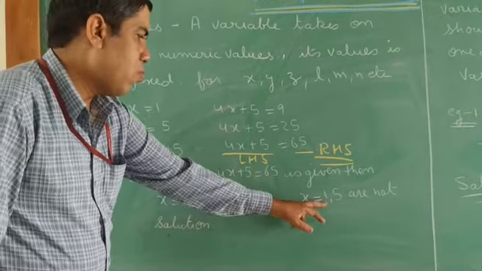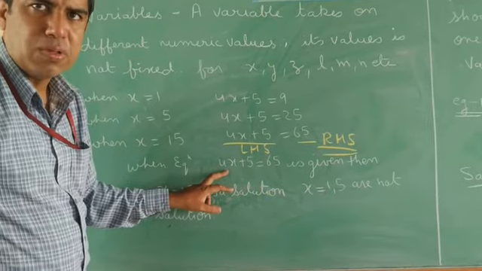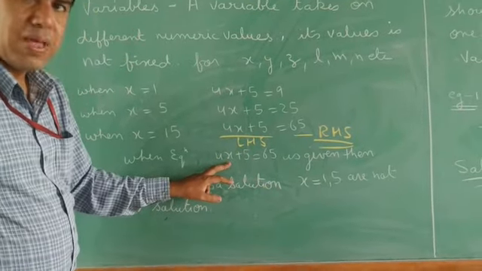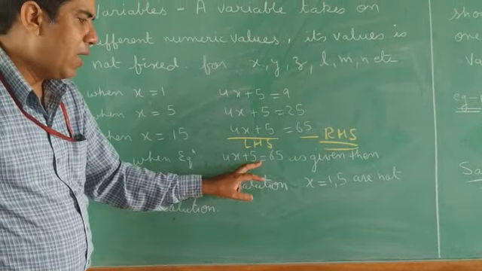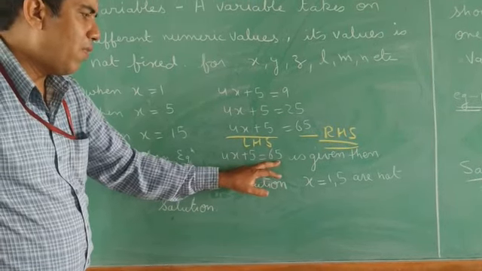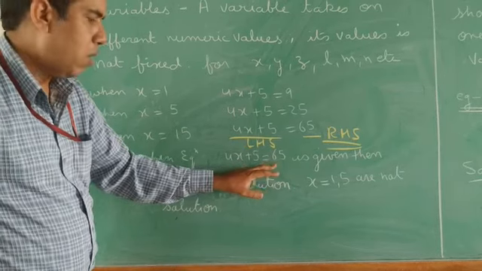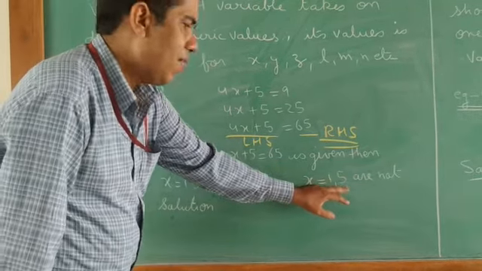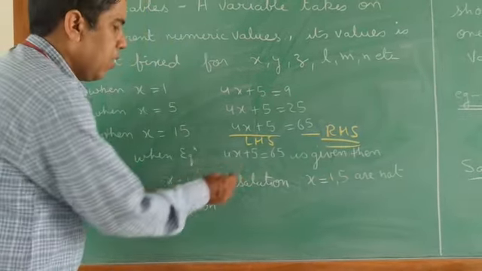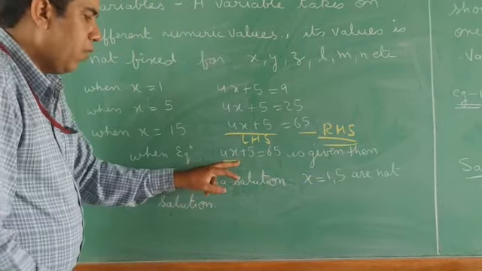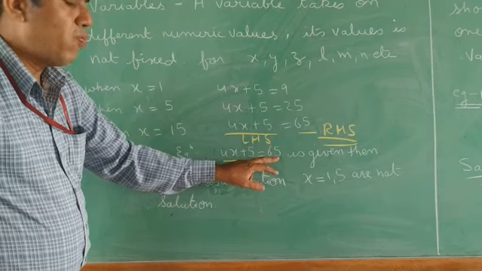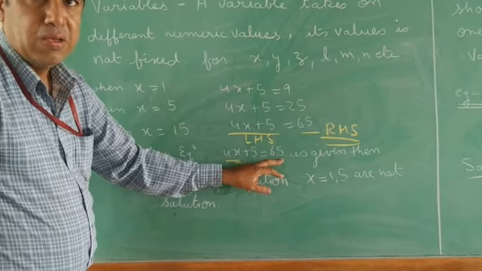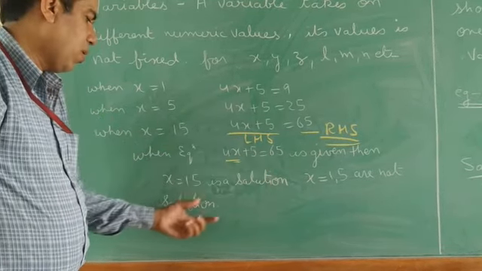So x equal to 1 is not a solution of this equation. You can check. When I keep x equal to 1, 1 into 4, 4 plus 5, 9. And you can see here, what is the value of RHS? 65. So they are not equal. So it is not a solution. x equal to 5 I am keeping here, so it comes 4 fives are 20, 20 plus 5, 25, so 25 is not equal to 65. You can see they are not equal, so it is not a solution.